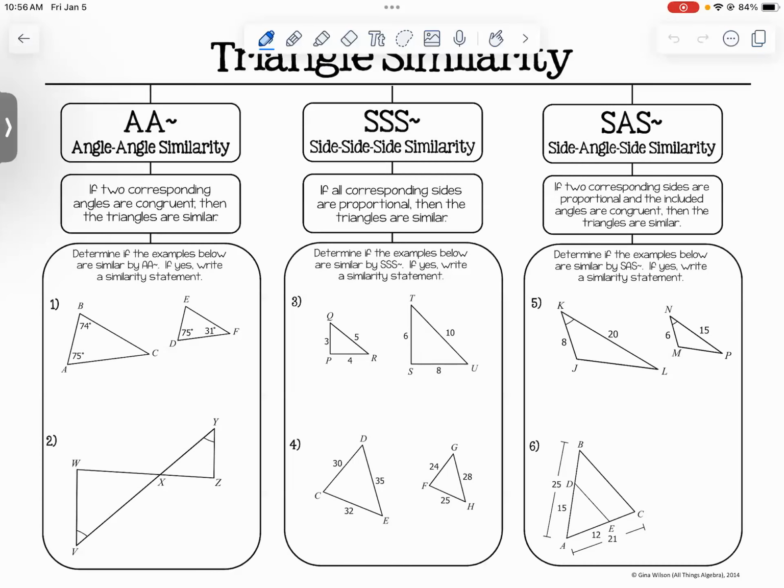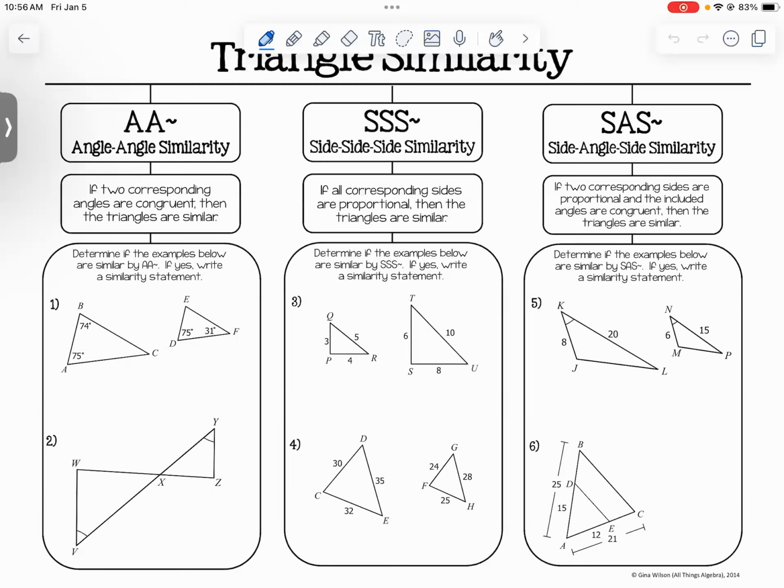Okay, so there are three ways to determine if triangles are similar. Obviously, if we have all of the angles and all of the sides, we can figure it out, okay? And that's what, like yesterday, I think there were a couple problems, the first couple problems of your homework, right? You had to determine if you had similar triangles or not, okay?